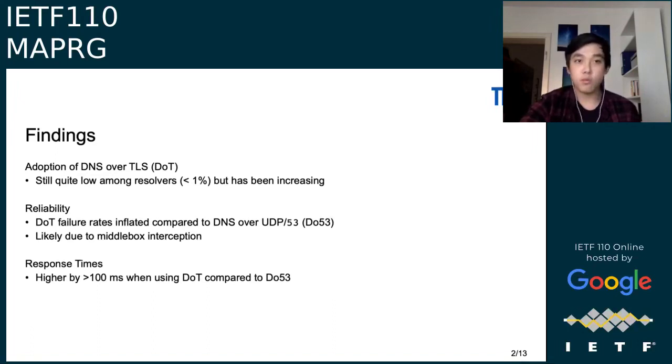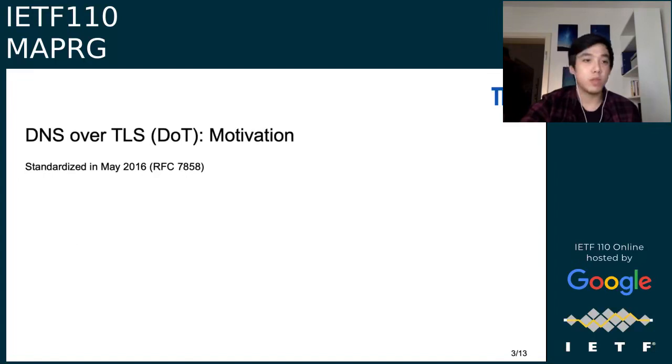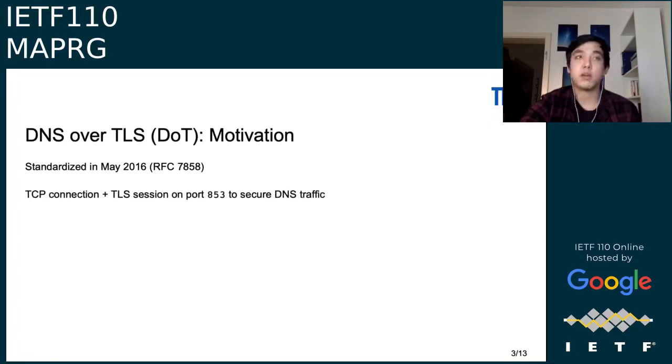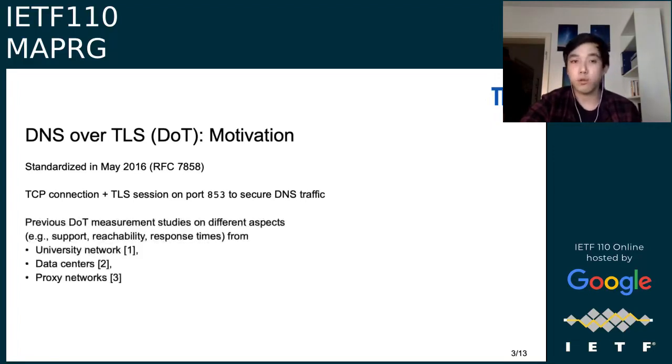We will move on, and as most of you likely also know, DoT was standardized in May 2016, so roughly 5 years ago. Its main feature is that it provides confidentiality by securing the DNS traffic with a TLS session between the DNS client and the resolver. Now, previous measurement studies have already looked at different aspects of DoT and have measured DoT from different networks and vantage points. However, not from home networks, which is what we were interested in. And so we were wondering, how does DoT look from home networks?